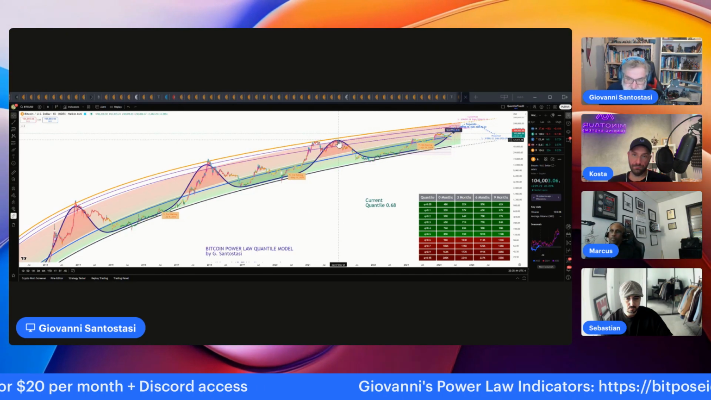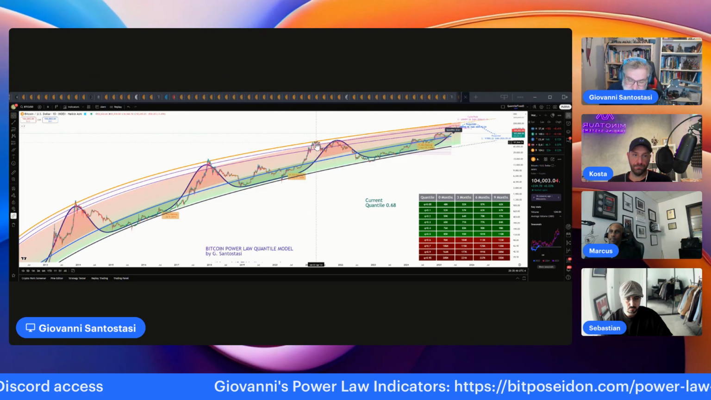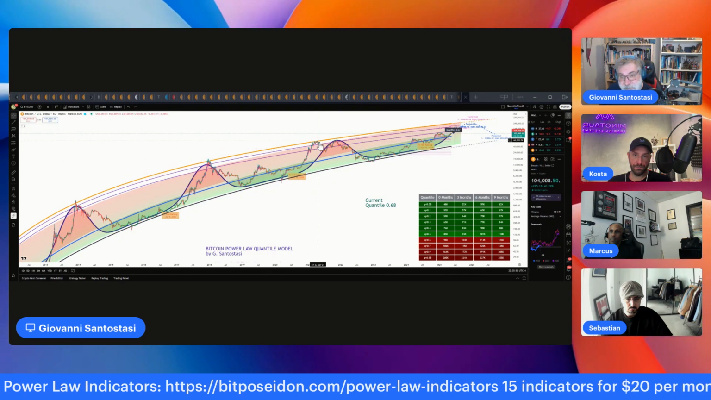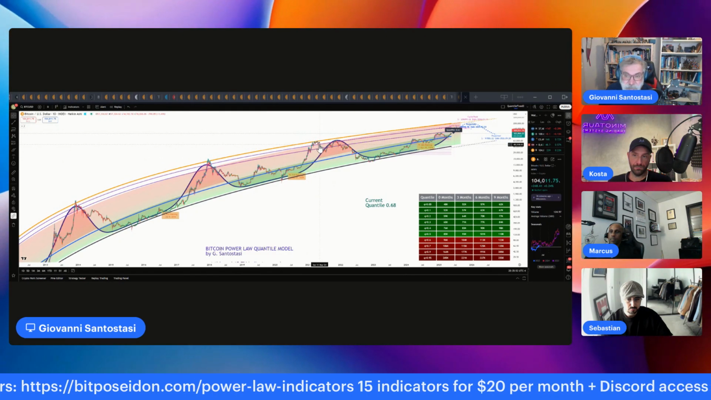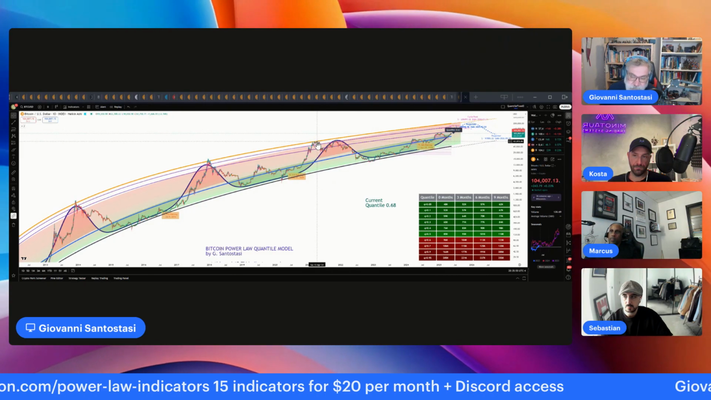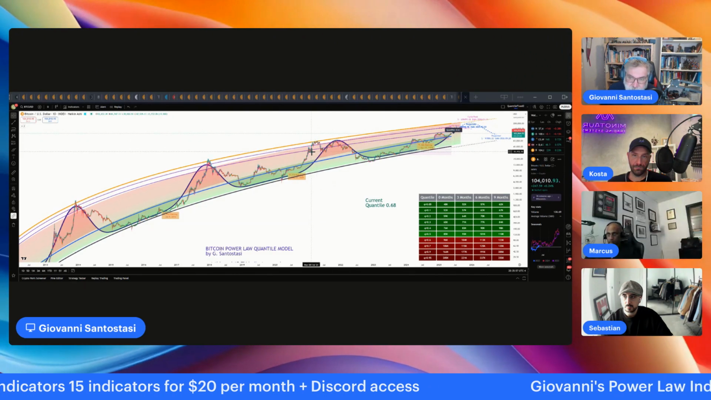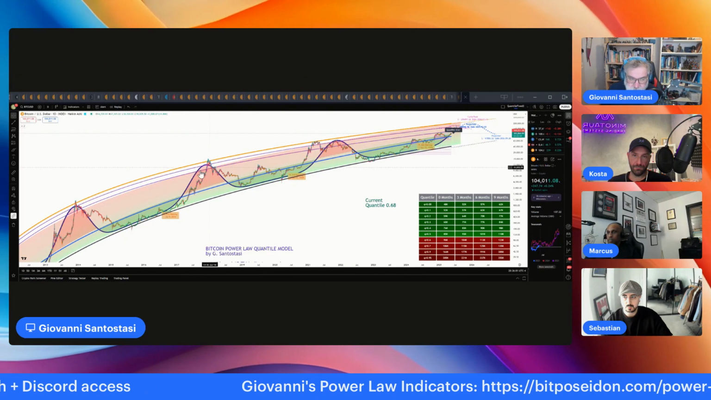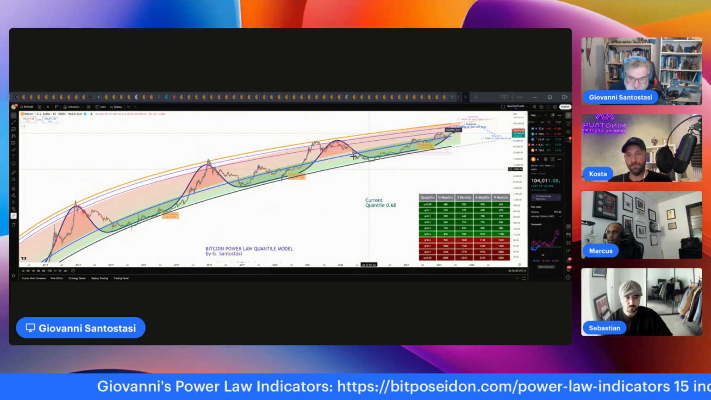Part of this is an interpretation that, for example, this bubble here was double the other two peaks, and the real bubble happened here and not here. This one happened before its time. It was a false alarm. It went pretty high, but the second bubble is what really seemed more in line with everything else.